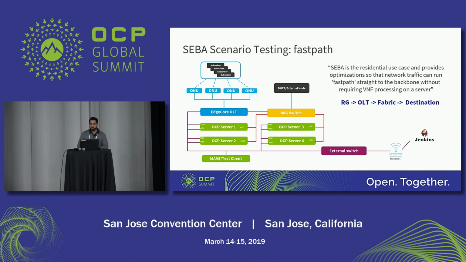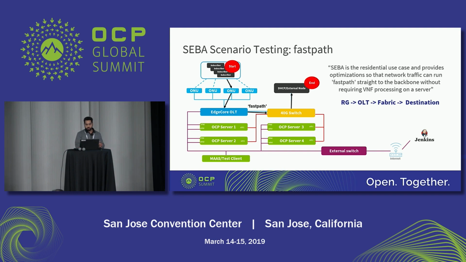So in terms of SEBA, what we are validating is the fast path. Before SEBA, the subscriber traffic was being processed by VNFs, which were hosted on the compute nodes. This is what was introducing latency in the path. But with SEBA, there is a fast path available where subscriber traffic goes to an ONU, then to an edge core, and then to an aggregate switch, and then to the backbone network. So this is what is called fast path in a SEBA.